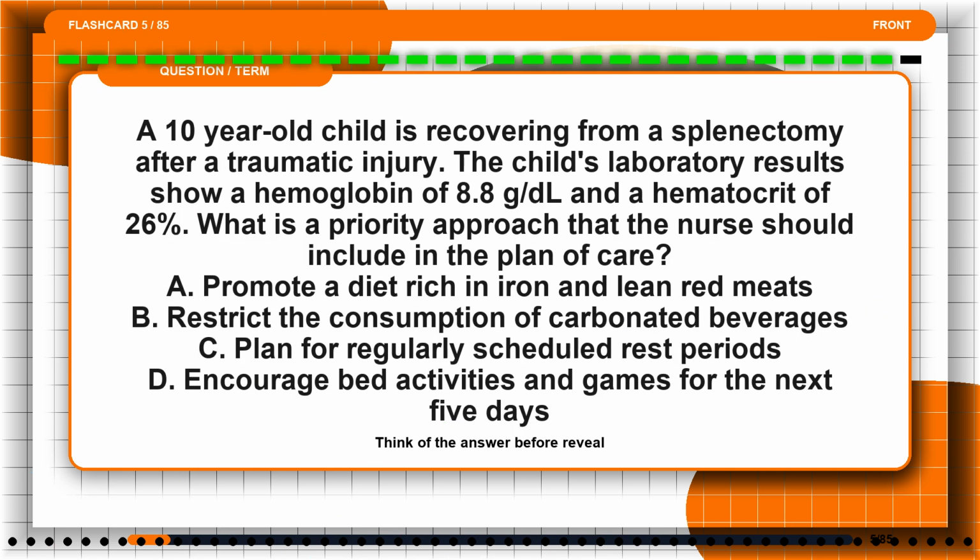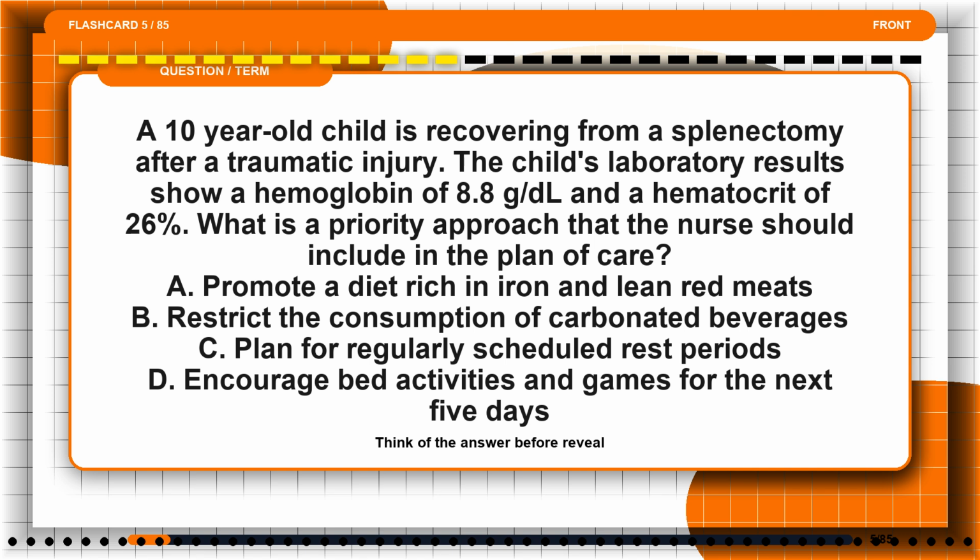Flashcard 5. A 10-year-old child is recovering from a splenectomy after a traumatic injury. The child's laboratory results show a hemoglobin of 8.8 g/dL and a hematocrit of 26%. What is a priority approach that the nurse should include in the plan of care?